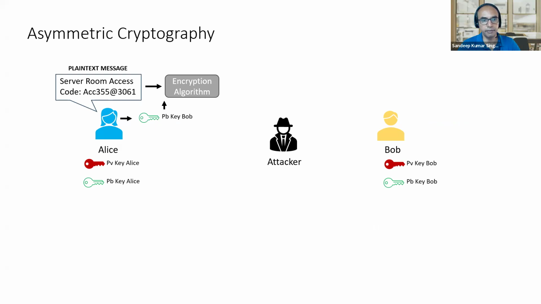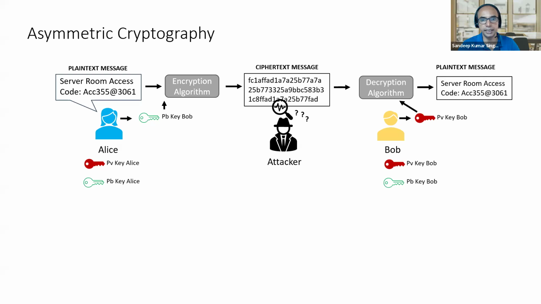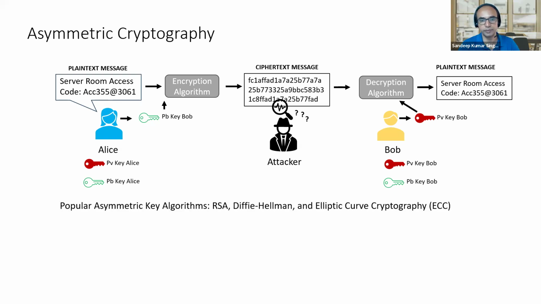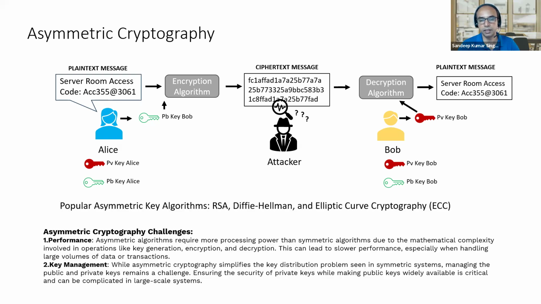Now in this case, when Alice has to send a message to Bob, she will use the public key of Bob, because that is publicly available. That's why the name is public key. And she will encrypt it and send the message to Bob. Bob will use his private key to decrypt the message. These are the algorithms: RSA, Diffie-Hellman, elliptic curve.